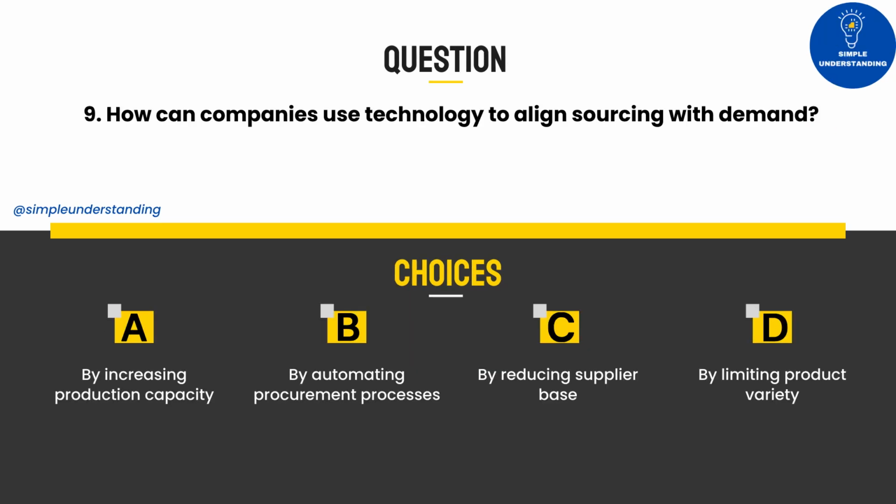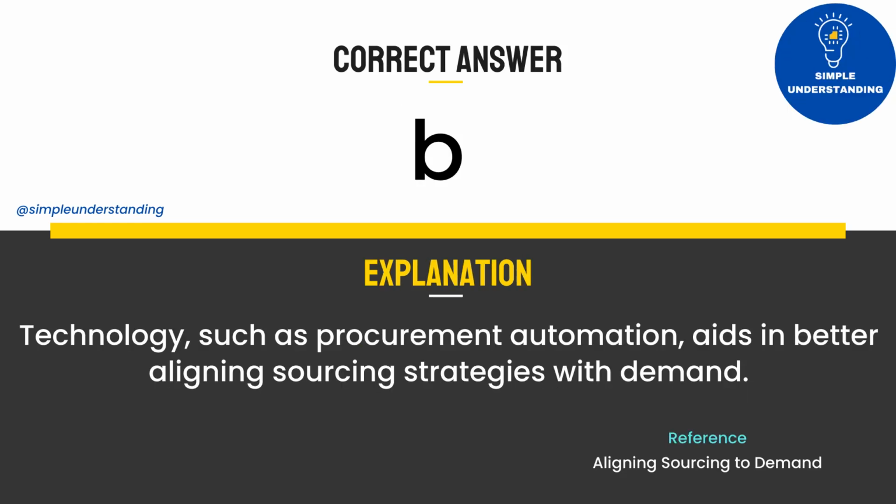9. How can companies use technology to align sourcing with demand? A. By increasing production capacity. B. By automating procurement processes. C. By reducing supplier base. D. By limiting product variety. Correct answer B. Explanation. Technology, such as procurement automation, aids in better aligning sourcing strategies with demand.